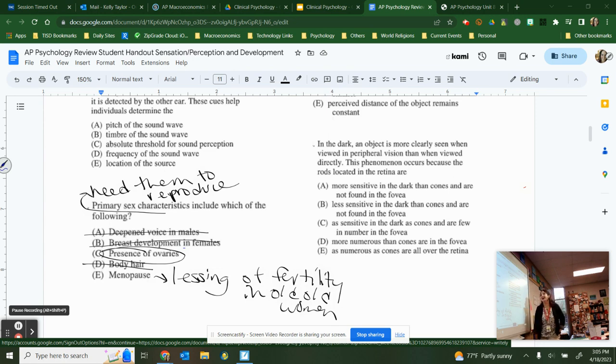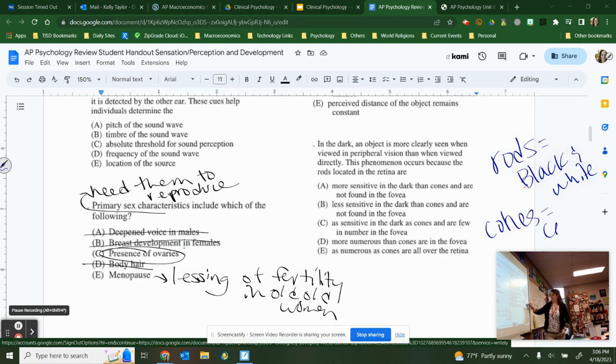Okay, in the dark, objects are more clearly seen when viewed in the peripheral vision than when viewed directly. This phenomenon occurs because rods located in the retina are... Okay, first let's clarify. Rods see black and white. Cones see color.